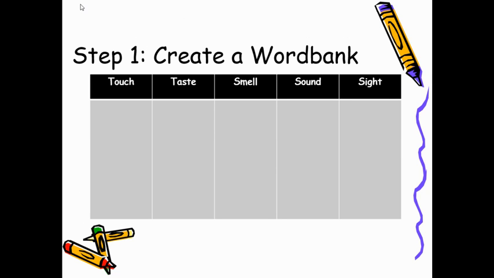Before you start, there are three steps to this activity. Okay, the first thing you need to do is create your word bank. So what kind of things you might be able to touch in your restaurant? What can you taste? What things can you smell? What can you hear? And what can you see? You need to create this word bank first. This must be included.